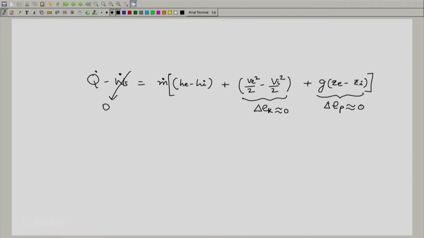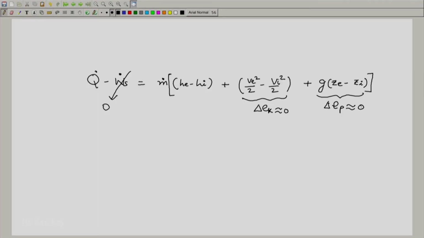This depends on the situation. In some situations there could be a change in the potential energy depending on the height of the inlet and exit, but in many cases this is a reasonably good assumption, and whenever it is not, we will revisit it and not put it equal to 0. So, what remains now, you see, is just Q dot is m dot times he minus hi. It is a very simple form of the first law for heat transfer devices at steady state.